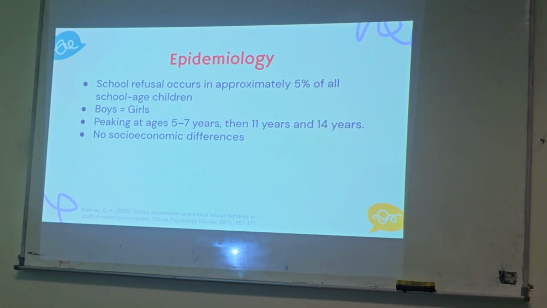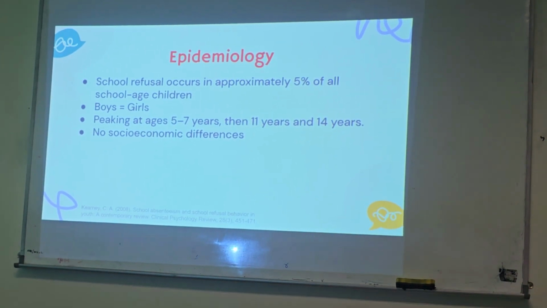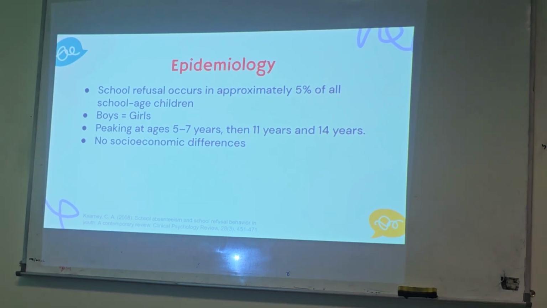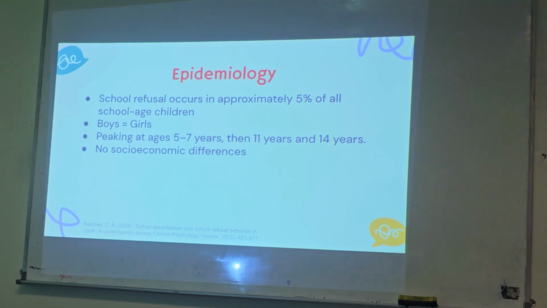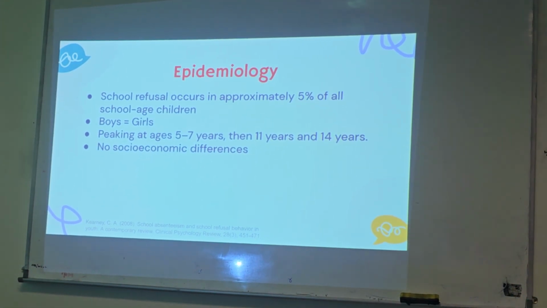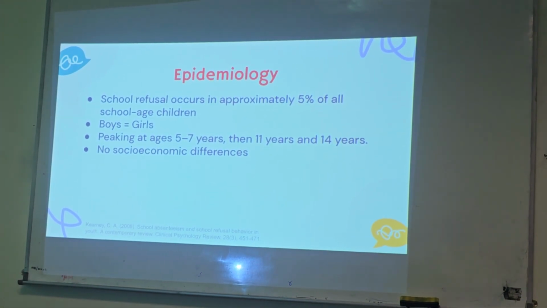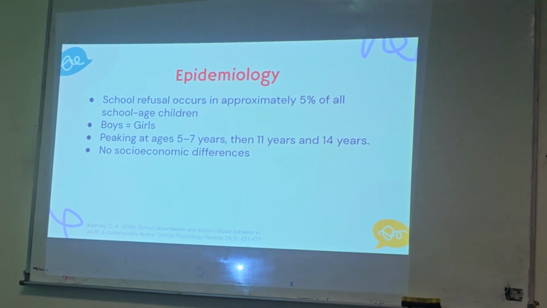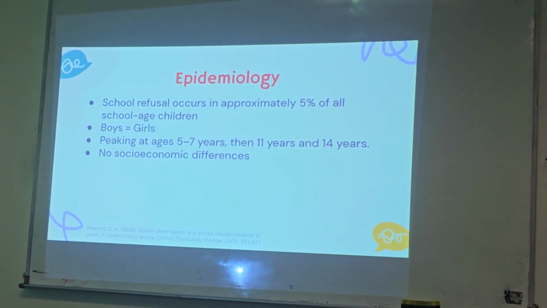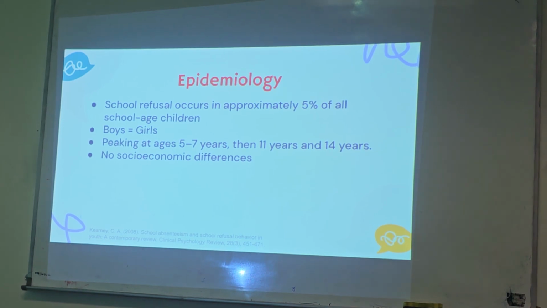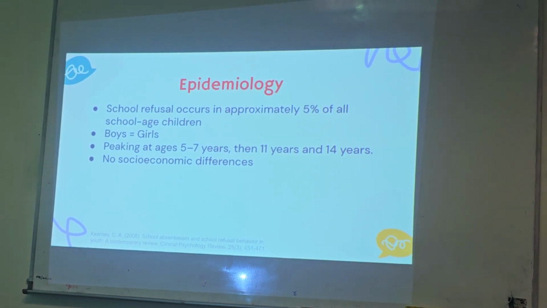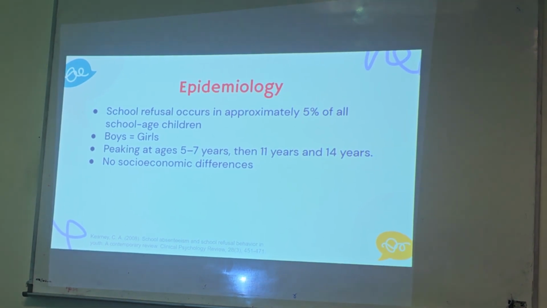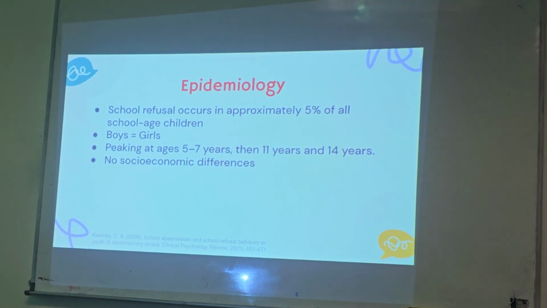So actually, school refusal is fairly common. It occurs in approximately 5% of all school-age children. It is equal in boys and girls. The pattern seen is that it peaks between the ages of 5 to 7 years, then it decreases, then it peaks again between 11 and 14 years. And no socio-economic differences are seen.